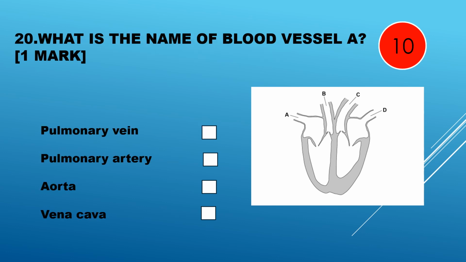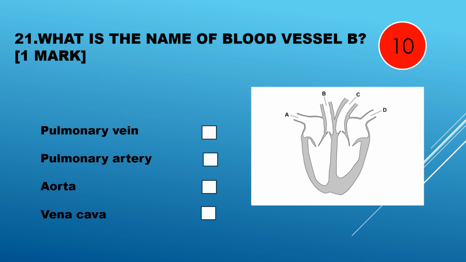20. What is the name of the blood vessel A? Is it pulmonary vein, pulmonary artery, aorta or vena cava? Blood vessel A is coming back from the body towards the heart carrying deoxygenated blood, so it enters the right atrium. The blood vessel leading to the right atrium is blood vessel A.